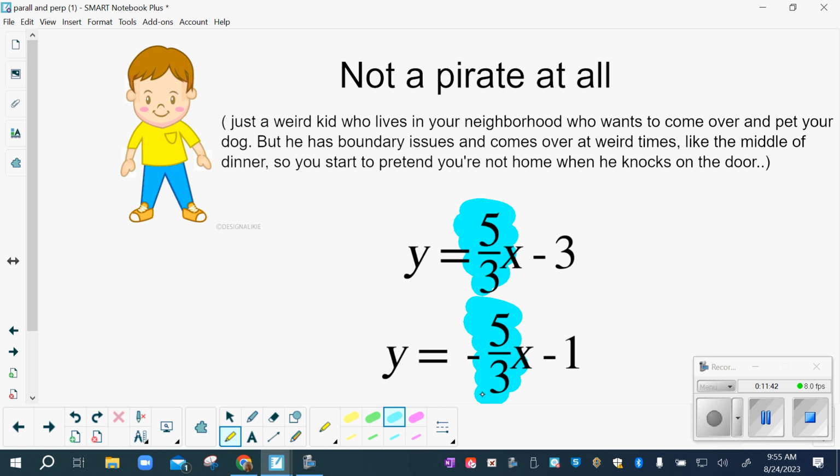And these are kind of the same, but one's positive and one's negative, or they haven't been flipped.